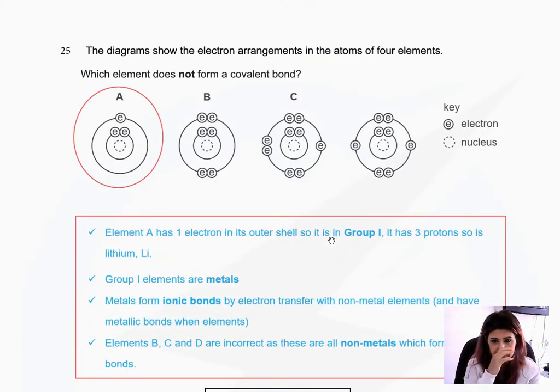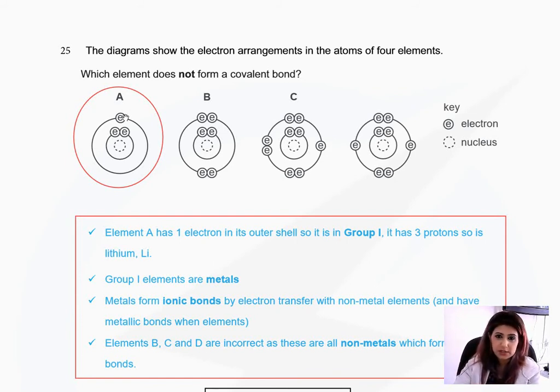Question 25. Which of these do not form a covalent bond? To form a covalent bond, you need non-metals. Non-metals will not be in group 1, neither group 2, neither group 3. They will be above group 3, like 4, 5, 6, 7. Not 8 as well, because group 8 elements are unreactive. They are monoatomic, meaning they exist on their own and do not react with others.